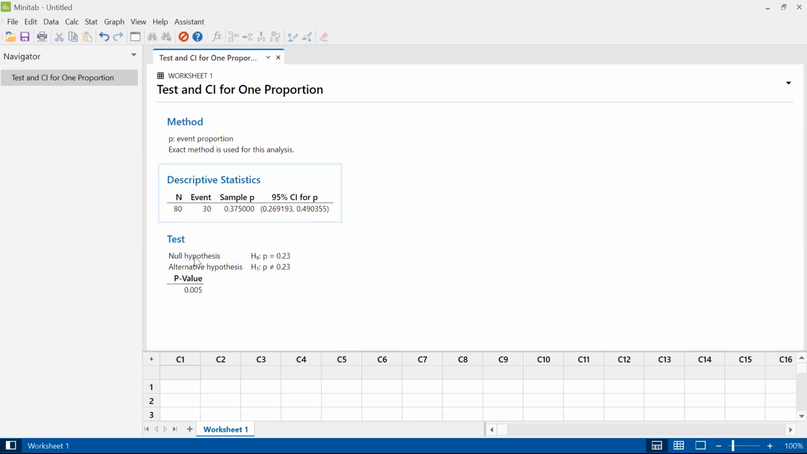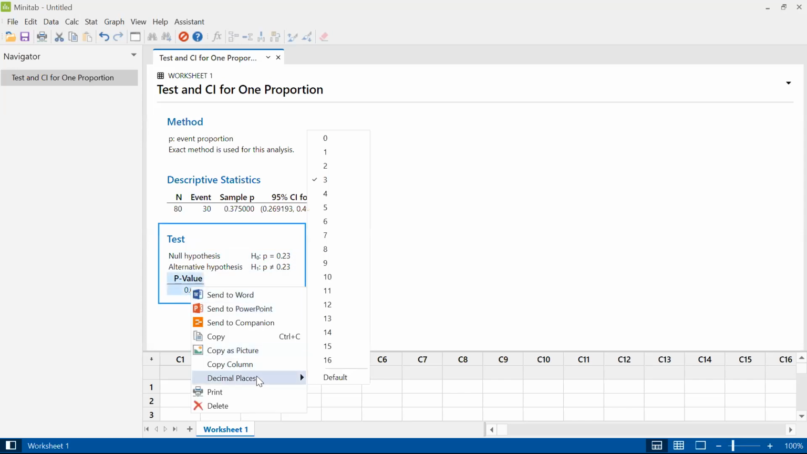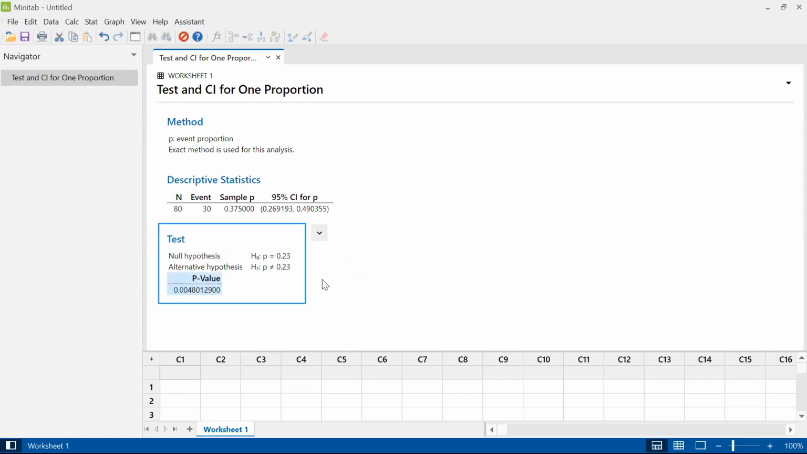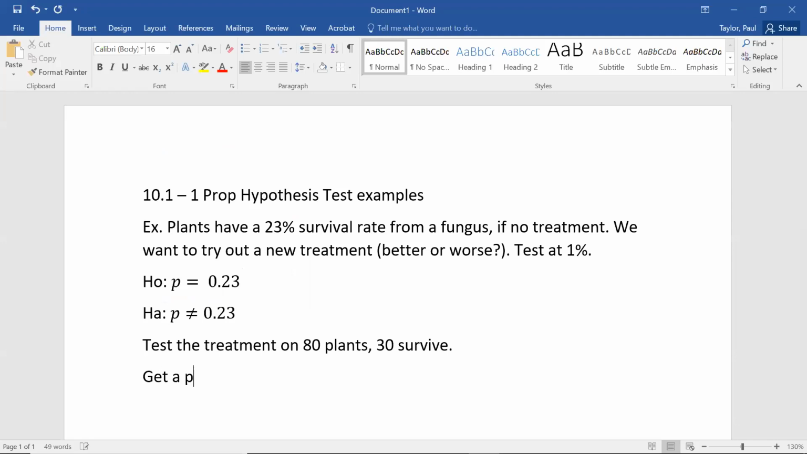All right, so what we're really looking for here is this p-value. Let me get some more decimal places. So it looks like our p-value is 0.0048. Okay, and that's really all we need from all of this output. So I'm going to flip back over to Word. We get a p-value of 0.0048, and that is less than 1%.